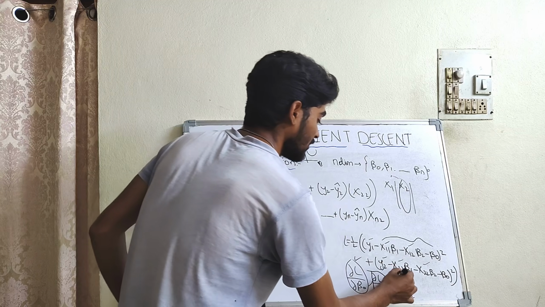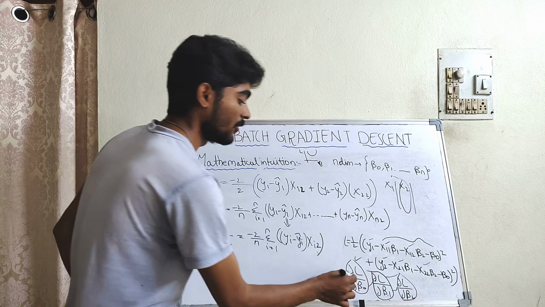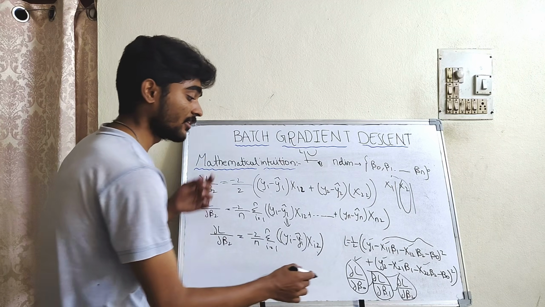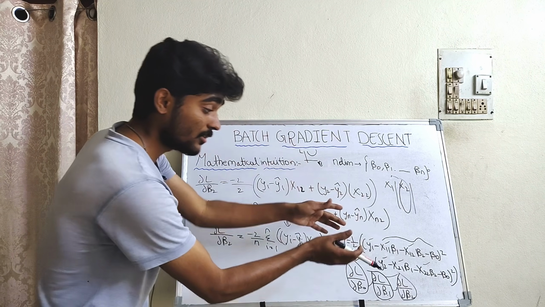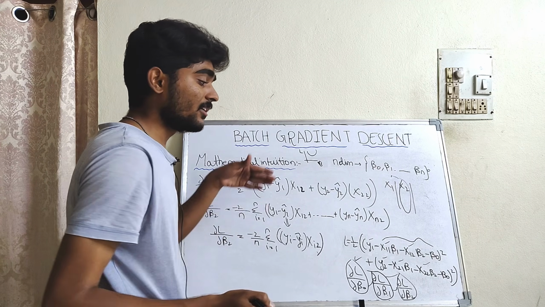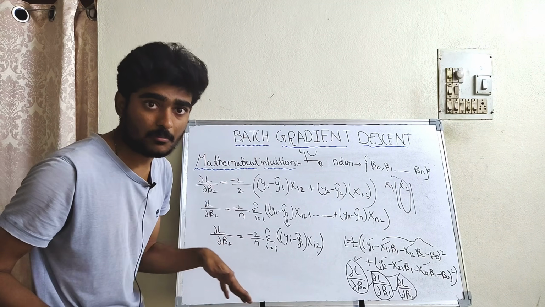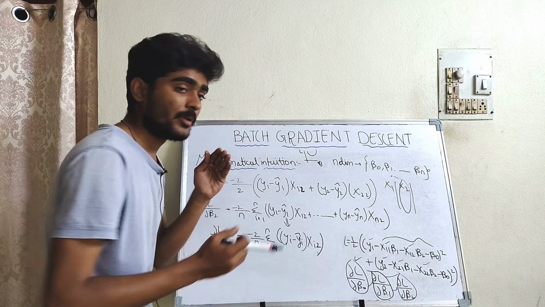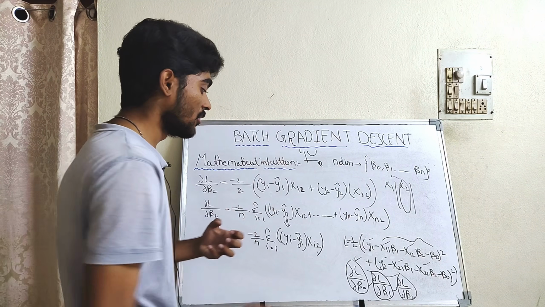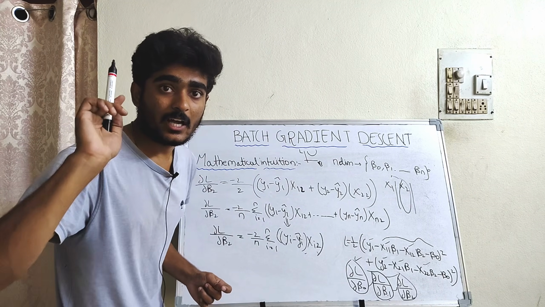Now we have successfully determined del L by del beta 1, del L by del beta 2, del L by del beta 3. That is, we have successfully determined the slope values. When you substitute these slope values in the weight and bias updation formula, your weights and bias will be updated for every epoch.